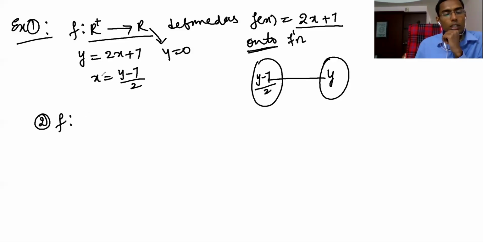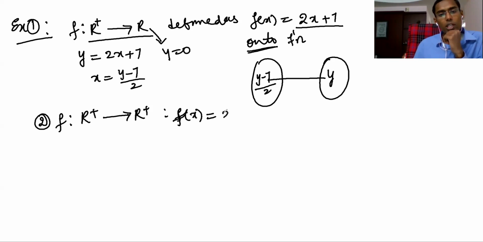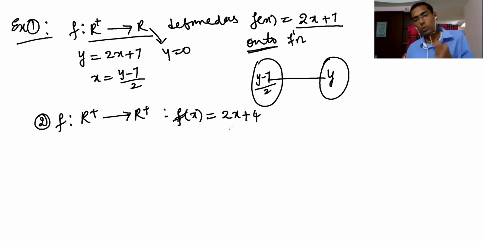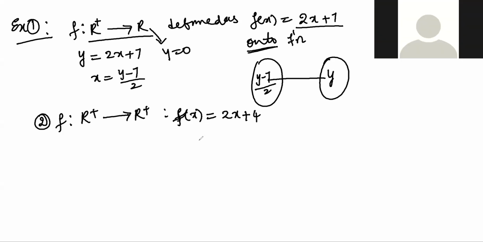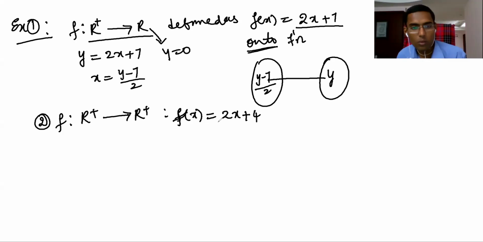Now here, let's take R plus to R plus defined as f of x equal to 2x plus 4. Whether it is a one-one function? Yes, one-one function. Onto function or not onto function? Not onto, sir.